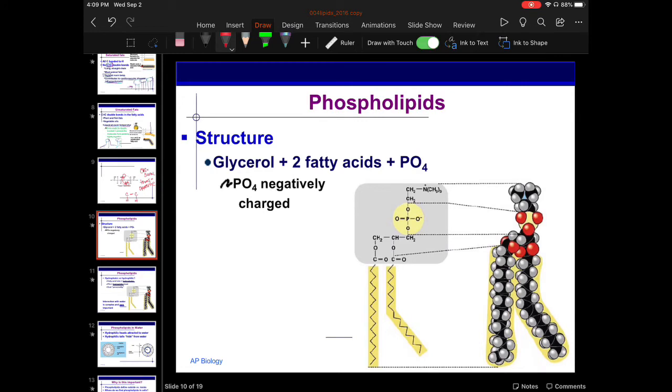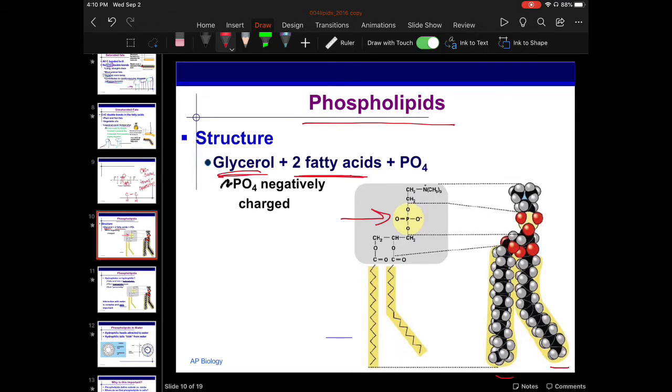So here are phospholipids. This is a specific category of lipids, and these are the ones that you find in every single cell membrane in your body. Okay, you have a glycerol head, you have two fatty acid chains, one, two, and then you have this unique phosphate structure right here in the middle that is negatively charged.